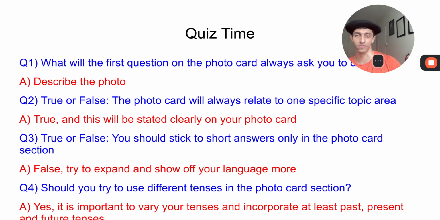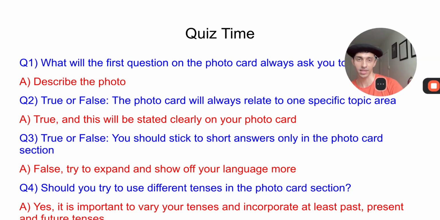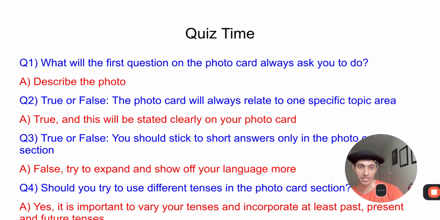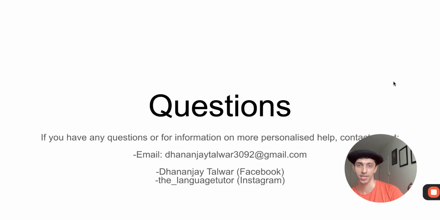But over the course of the photo card part of your speaking exam, I would try and use the past, present, and future tenses, if not more complex verb forms as well. And it can be a good idea to memorize key phrases before you go into the speaking exam as a direct way of potentially boosting marks too.